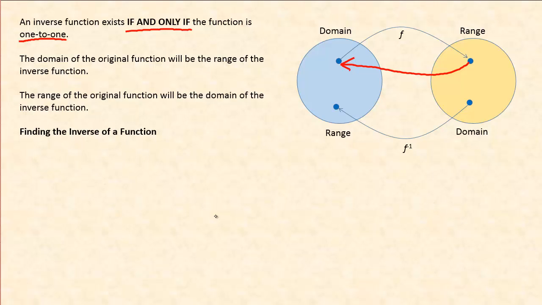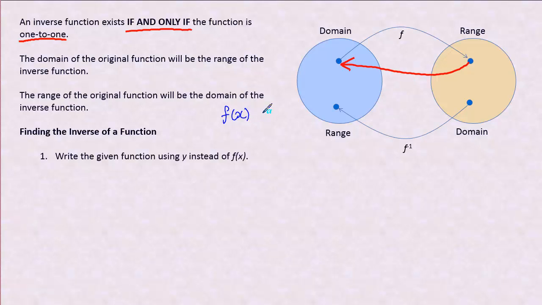So how do we go about finding the inverse of a function? We write the given function using y instead of f of x. So we may have been given f of x equals some function, and we start by writing y equals that function.